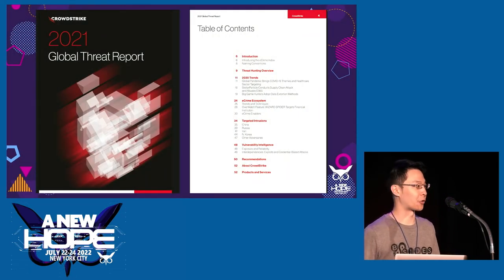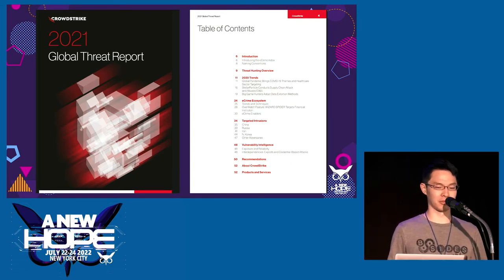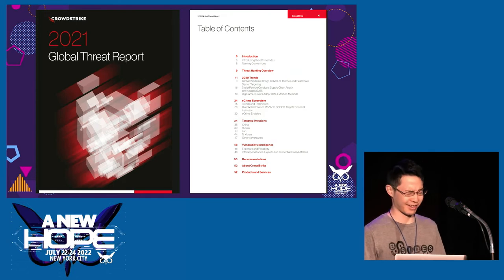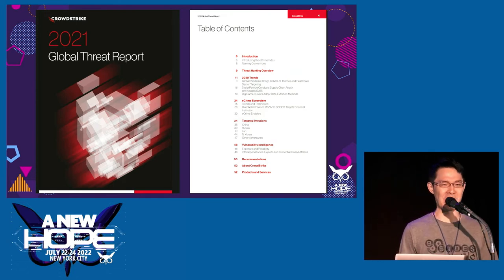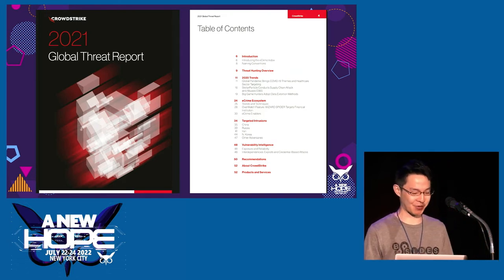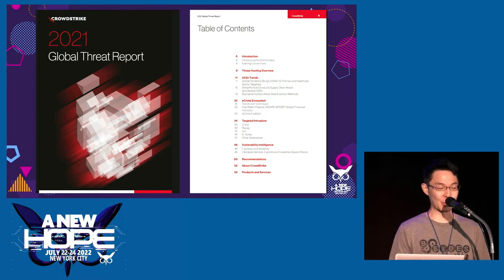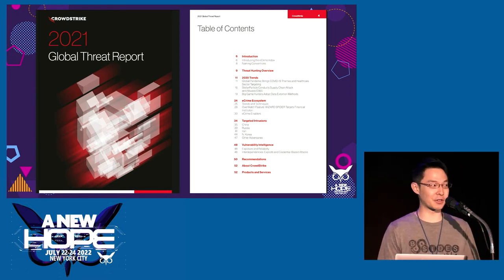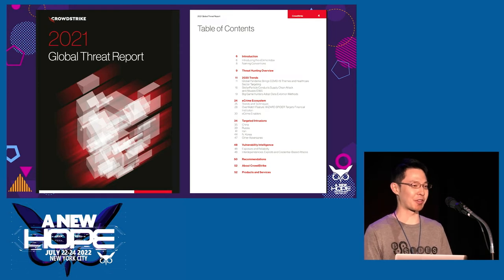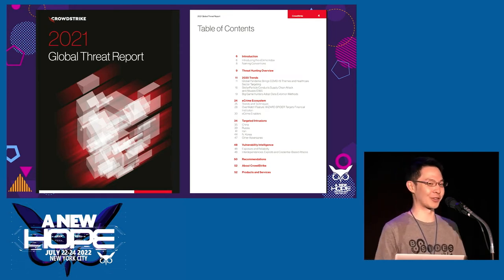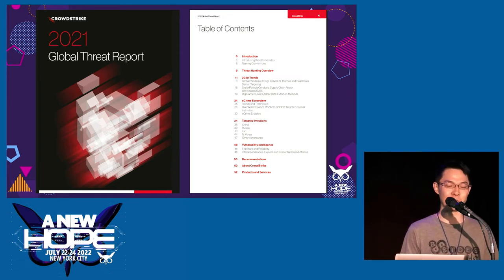So let's take an example. Let's say you got this report from CrowdStrike. Every year they'll give out a global threat report for free if you give them your name, your email, or stuff like that. And usually these threat reports are rich in nature. They're like 50 pages long. They've got the CrowdStrike stamp on it, so you know that it has to be good.